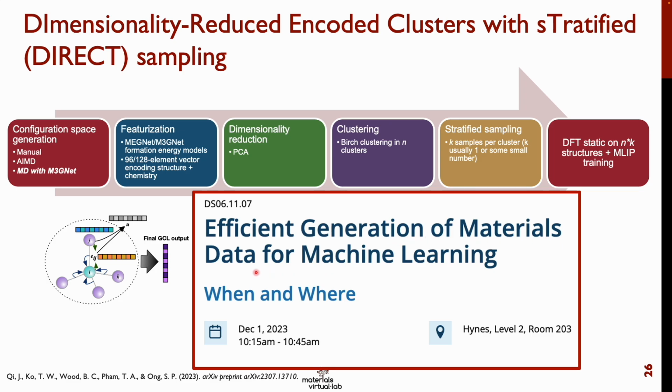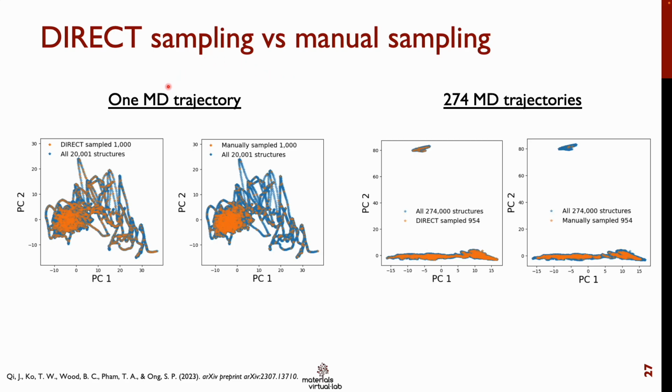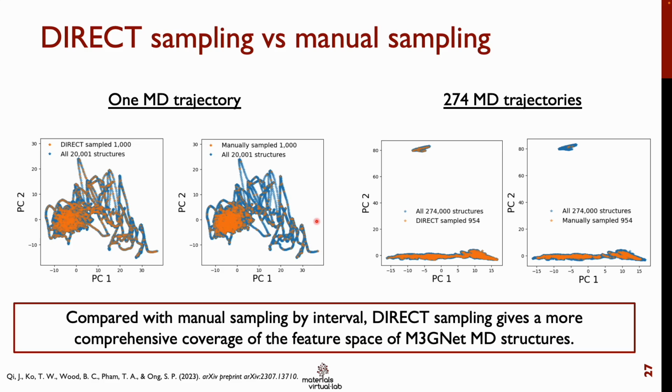So you're welcome to join this presentation where I will better explain these workflows. But the result is that by this direct sampling workflow, we are able to definitely outperform the manual sampling with fixed intervals to cover a more diverse feature space. You can see both for one trajectory and for all the 274 MD trajectories, our coverage by direct sampling is better than the manual sampling in terms of the visualization of the feature space.